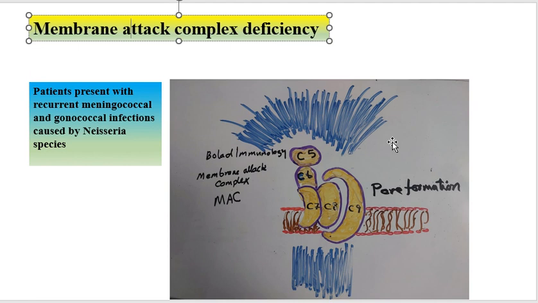But however, when the immune system is done, this should be stopped by some mechanisms. So patients with membrane attack complex deficiency may present with recurrent meningococcal and gonococcal infection caused by Neisseria infection.